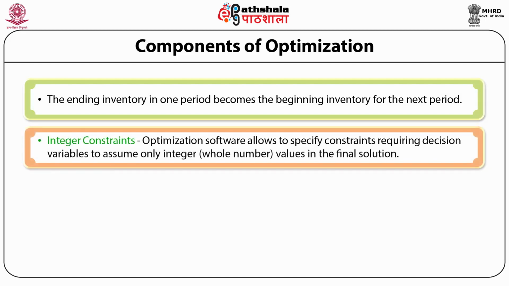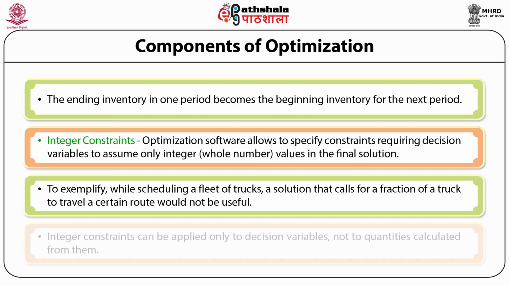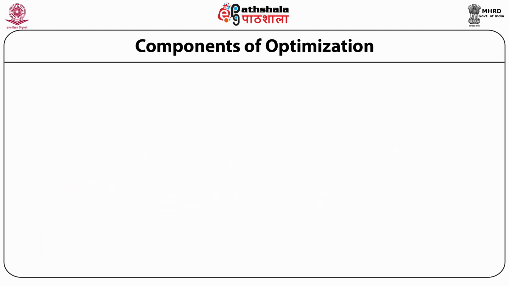Integer constraints. Optimization software allows you to specify constraints requiring decision variables to assume only integer, that is, whole number values in the final solution. To exemplify again, while scheduling a fleet of trucks, a solution that calls for a fraction of a truck to travel a certain route would not be useful. Integer constraints can be applied only to decision variables, not to quantities calculated from them.